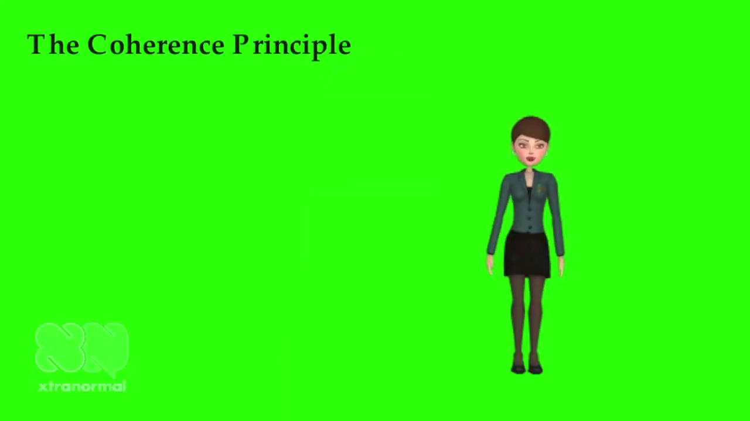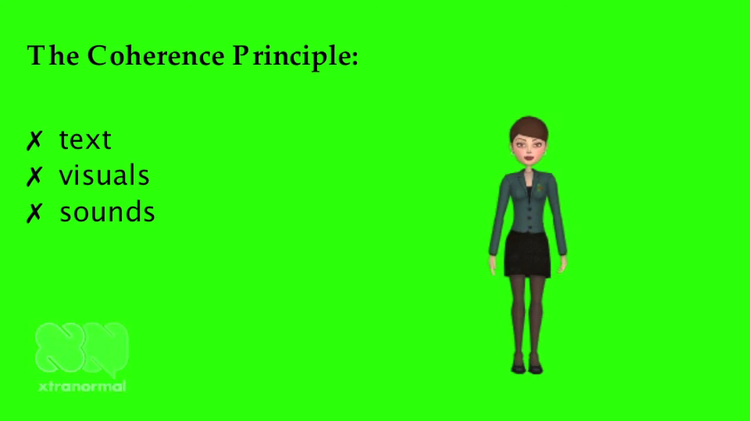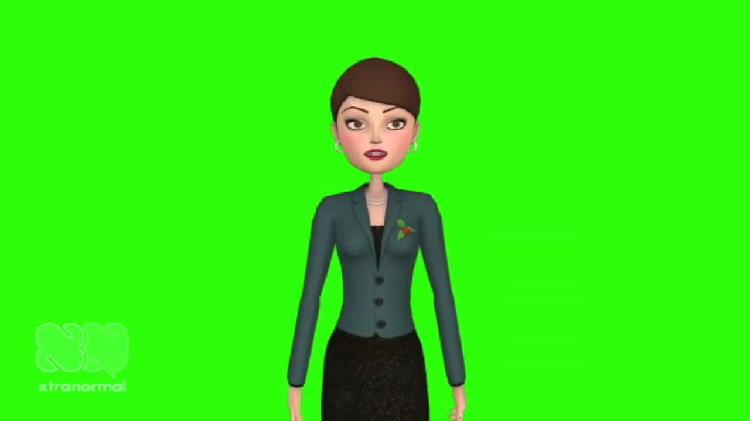First of all, the coherence principle. According to Mayer, the coherence principle says that we should not include any text, visuals, or sounds that do not support directly what we want to teach. Even if you think that these extra elements can spice up your lesson, extraneous information is not to your students' benefit. Now, let's see an example on this.